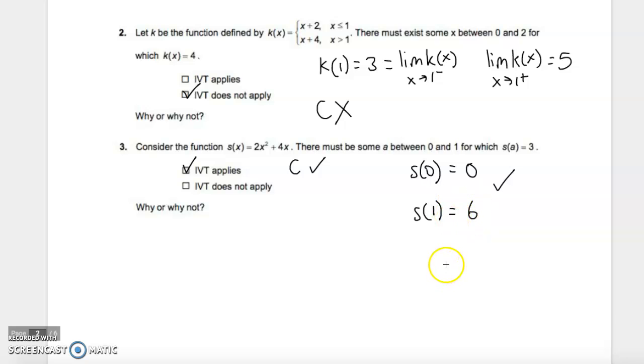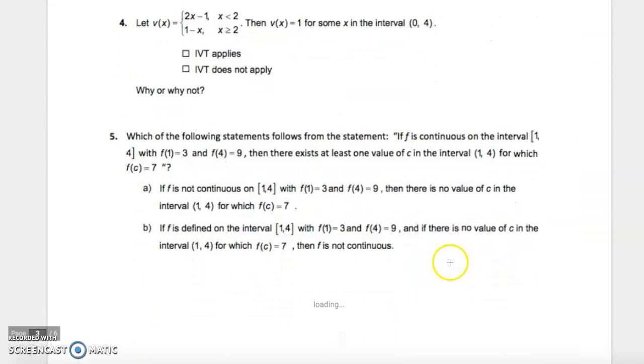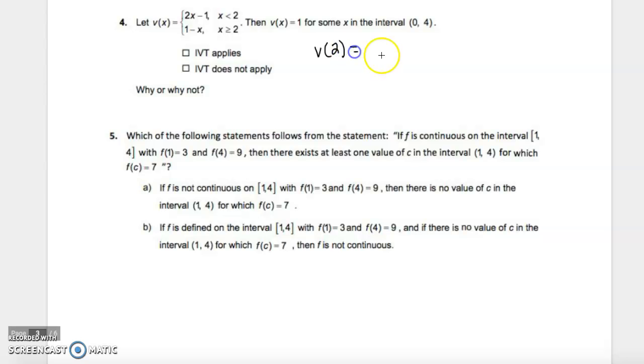All right, let's go ahead and look at 4. So for this function, we're looking for v of x equaling 1 for some x value in the interval 0 to 4. So let's go ahead and check that continuity first. This is a piecewise function, so I'm going to check the breaking point and find v of 2, which would be 1 minus 2, which is negative 1. That's also my right-hand limit.